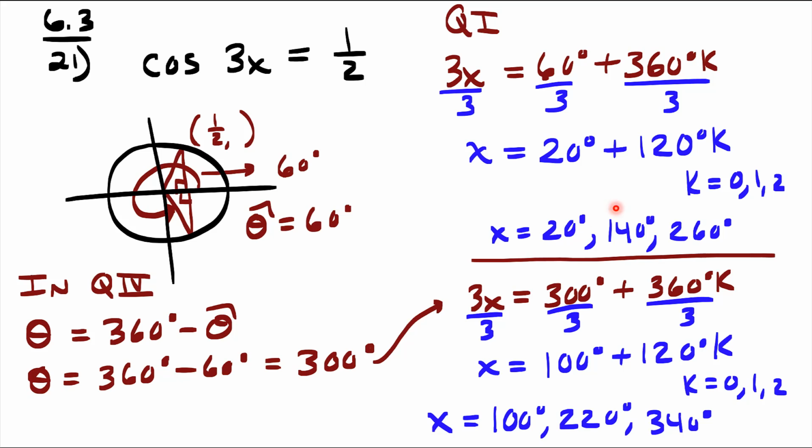There are 6 of them. And notice all of them are below 360. 340 is the highest one. So I have 1 full revolution, and I found 6 different answers to make that true.